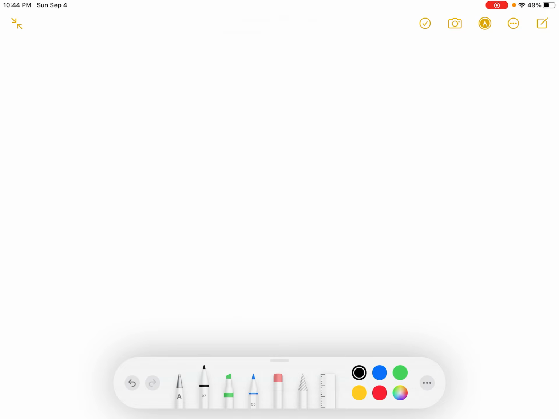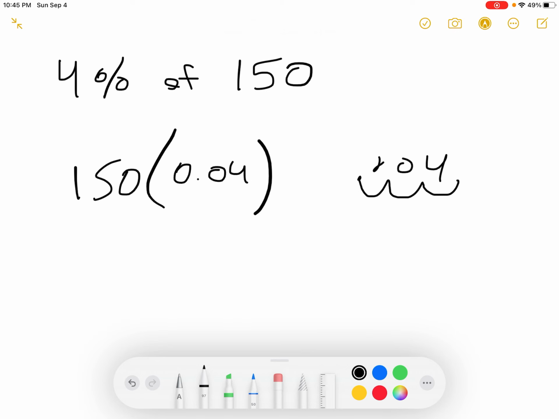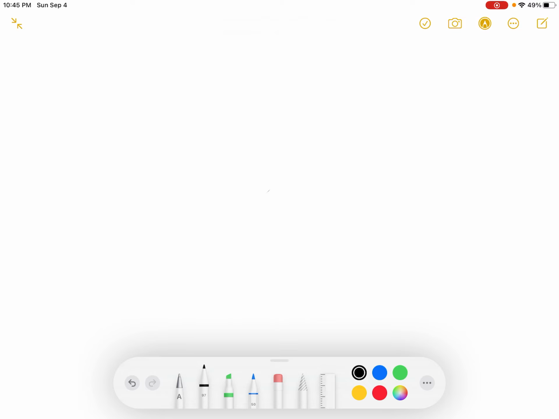If you're trying to find a percent of something, so what is 4% of 150? You do 150 times 0.04 because that's just converting the percent into a decimal, and you always just move it back 3. Oh, sorry, you move it back 2. Or you just divide it by 100, whatever thing you want to do. But that's what it's like. All right. Now there's the just common things.